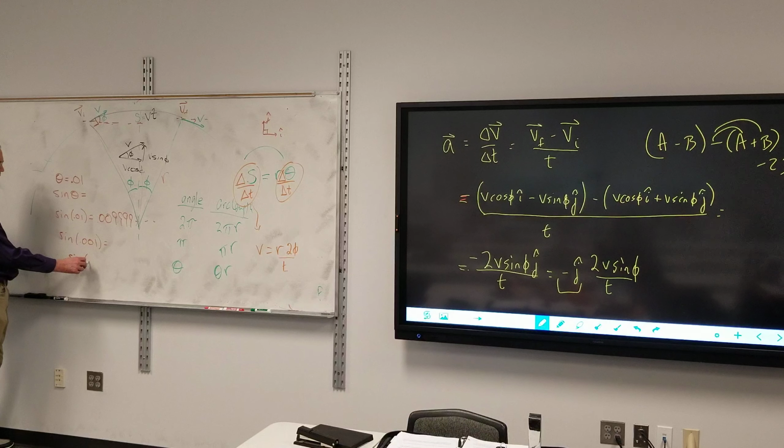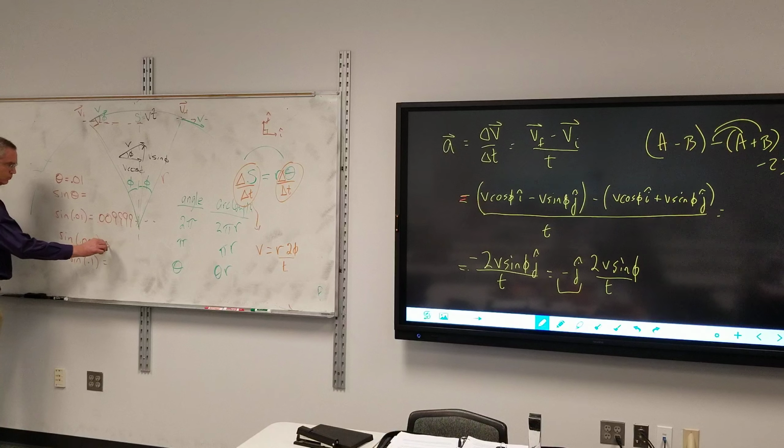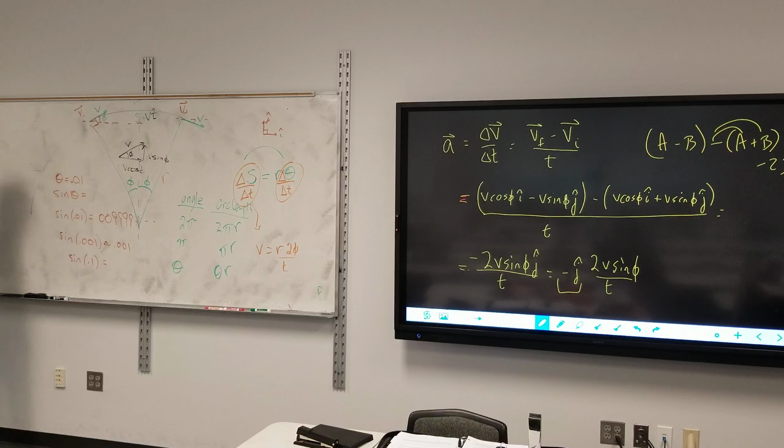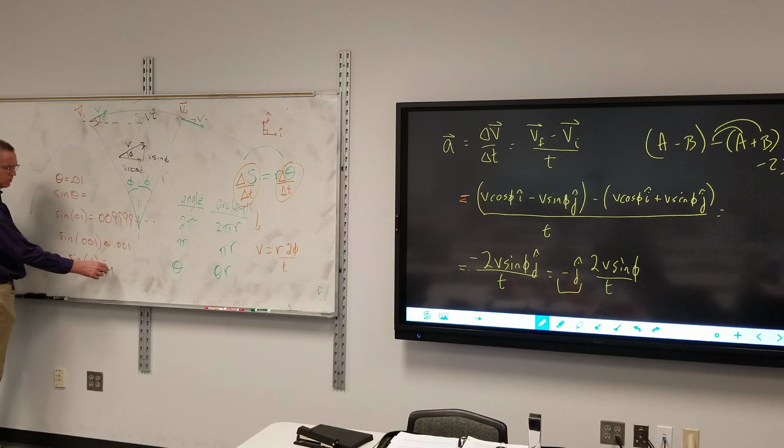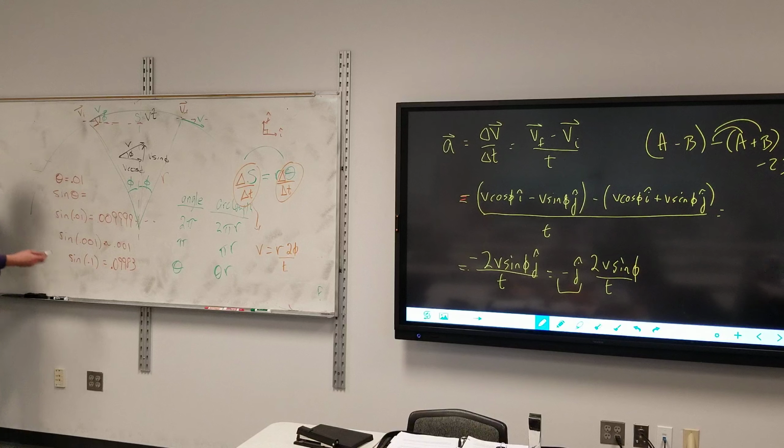How about the sine of 0.1? Shouldn't be getting further off at this point. That's pretty darn close to 0.1. This one's 0.099833416. All right, so we're still pretty darn close there. Let's see how far we can take this. The sine of 0.2. 0.19866.